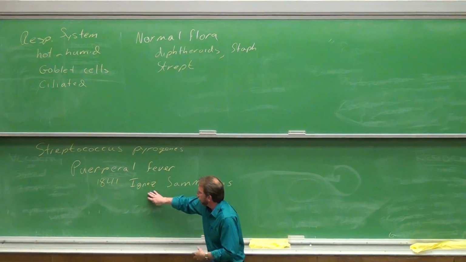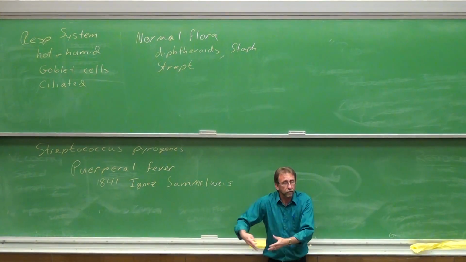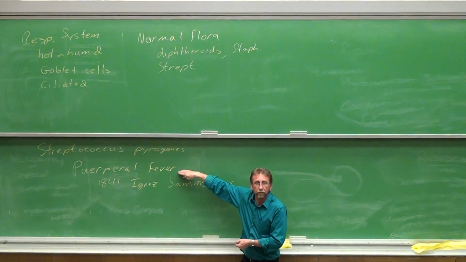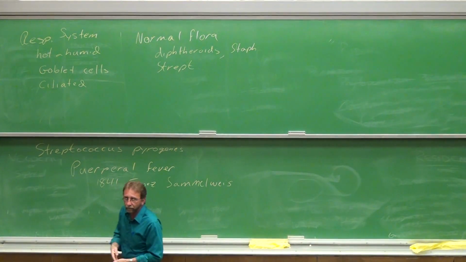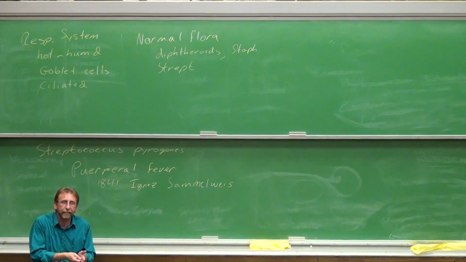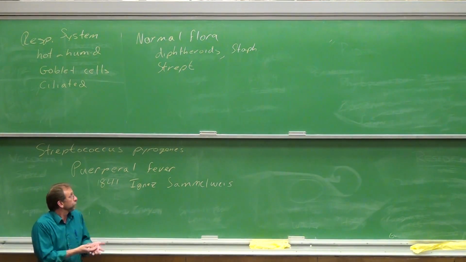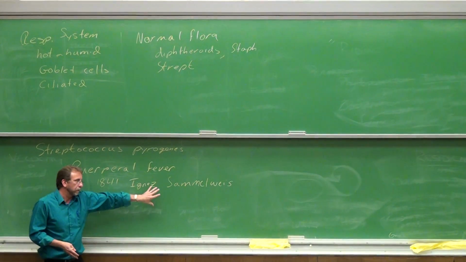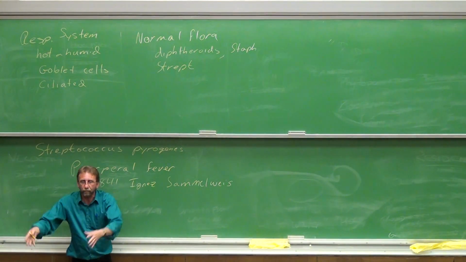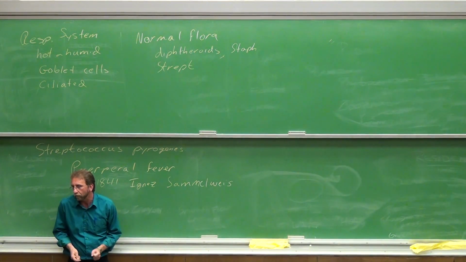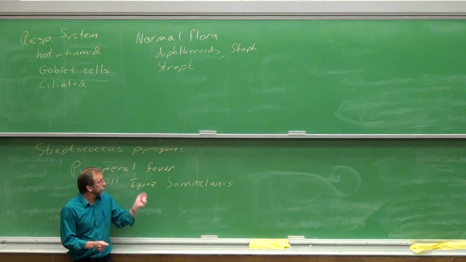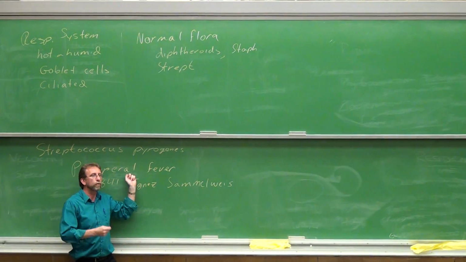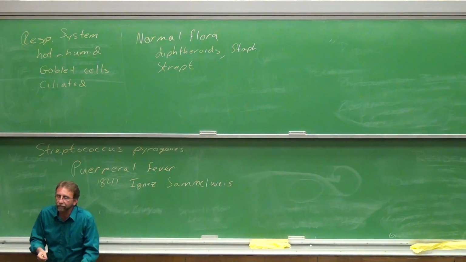What Ignaz had observed is that in the ward where the doctors were, there was a much higher incidence of puerperal fever. He had just lost one of his best friends, who had been doing surgery and had cut himself during the surgery. He had become infected with Streptococcus pyogenes, and it led to his death. This led Semmelweis to start to observe the practices of the individuals working in these two wards. He noticed that the ward with the doctors had a much higher incidence of puerperal fever.